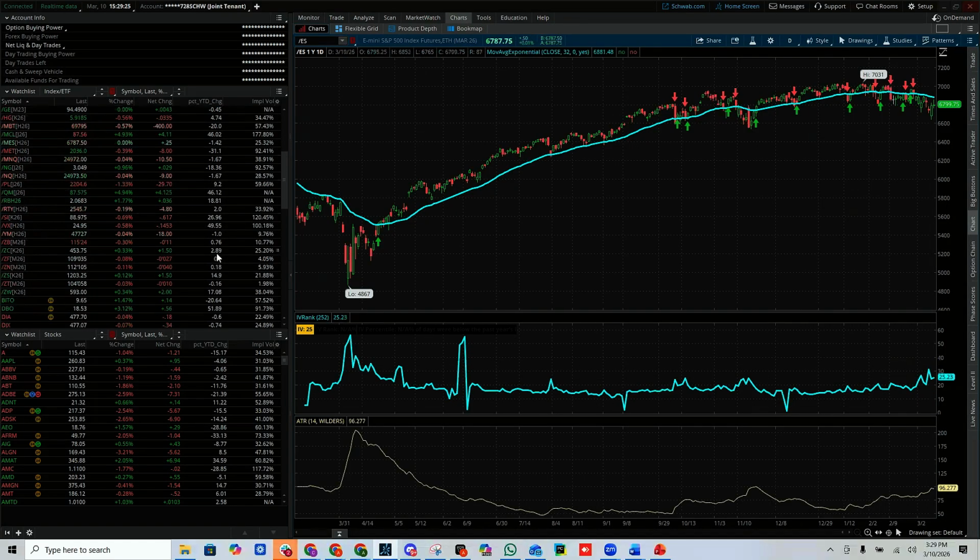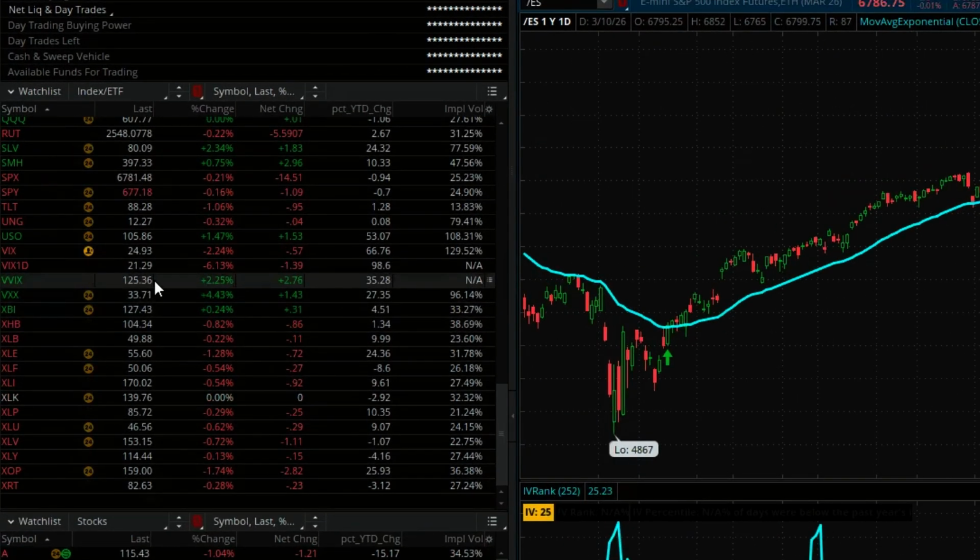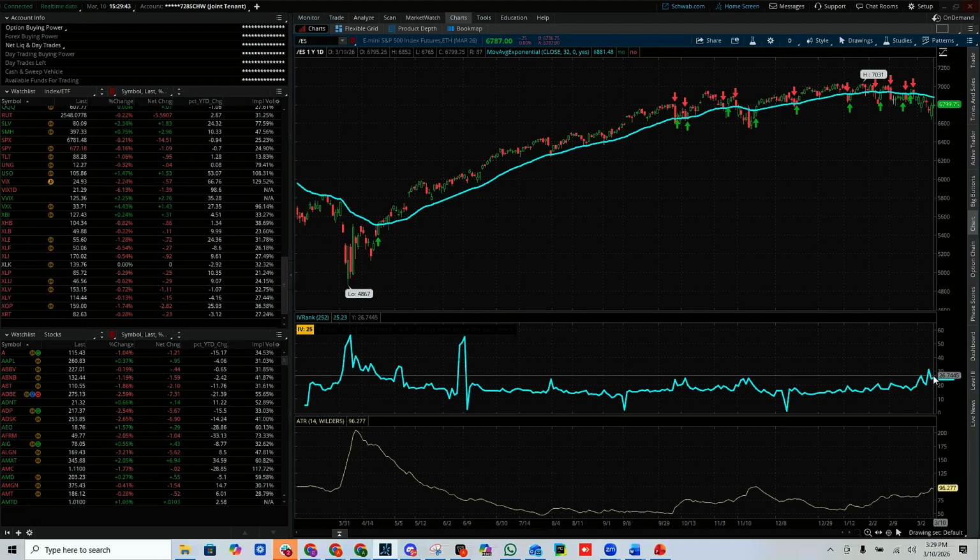Another way of checking implied vol on S&P 500 is looking at VIX. What level is VIX at? Here's VIX. This is /VIX. These are the futures of the VIX. This is the VIX, 25. So implied volatility on S&P 500 here is exactly the same as VIX because this thing is built out of S&P 500. So you just need to keep that in mind.